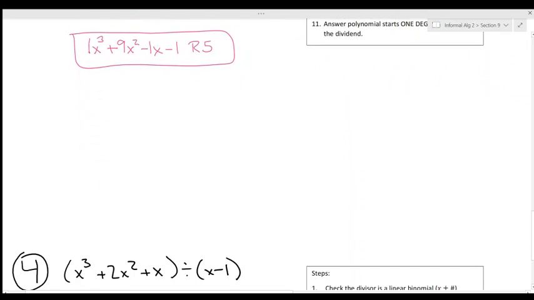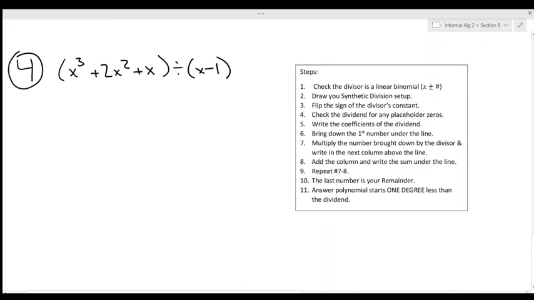Okay, let's look at 4. So we have x to the 3rd plus 2x squared plus x divided by x minus 1. We're checking that our divisor is a linear binomial, and it is. So now we can draw our synthetic division signs. Half box and your line. We're going to flip the divisor's constant. So if we have a -1 here, when we flip it inside of our divisor box, it's just going to be a +1.